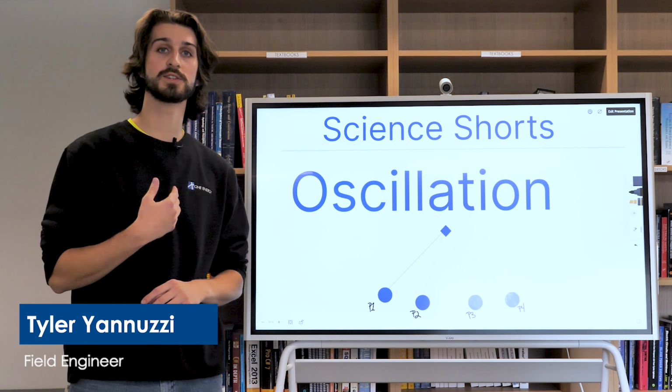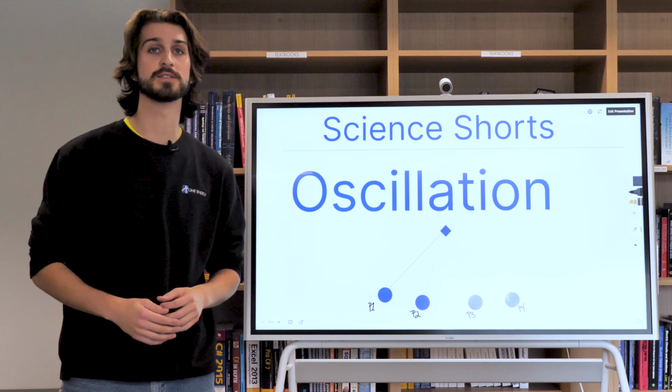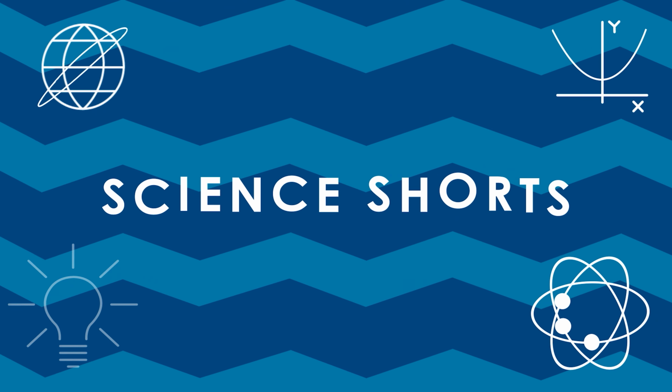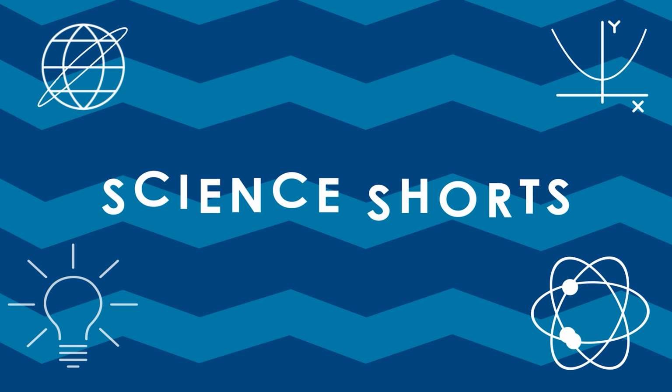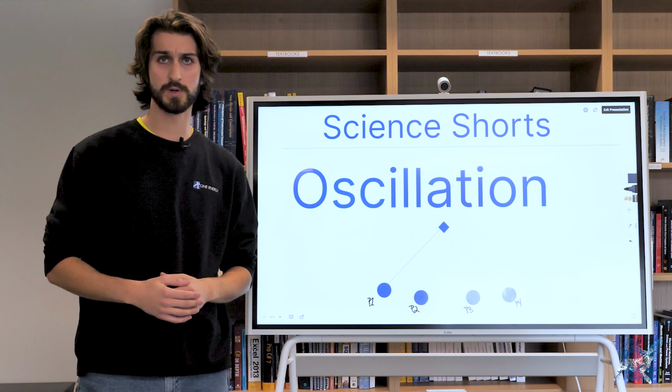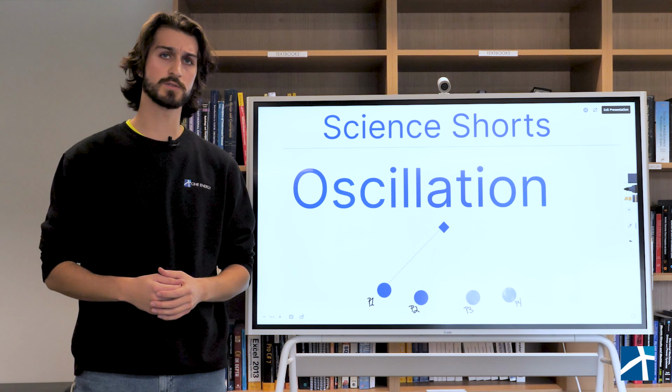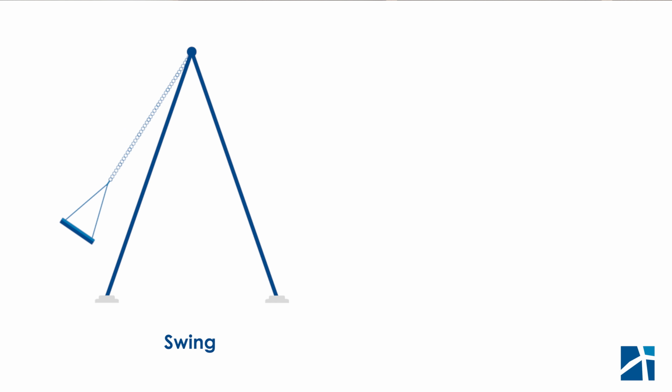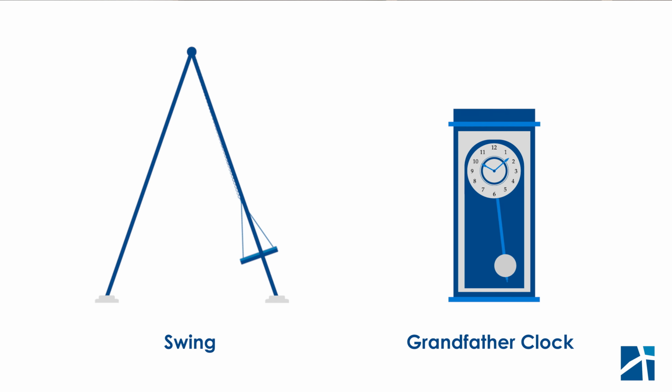I'm Tyler, a field engineer here at One Energy, and today we're diving into oscillation. Oscillation is a repeated motion over a period of time about a central point. This type of motion occurs in various natural phenomena. Imagine the regular back and forth motion of a swing at the park, or the pendulum of a grandfather clock swinging from side to side.